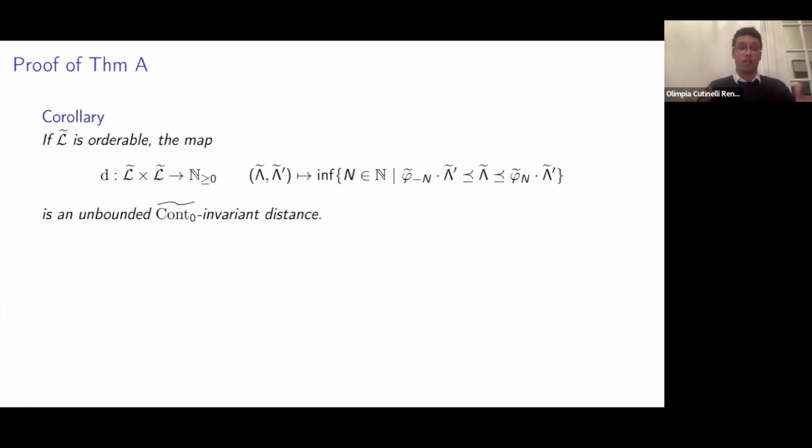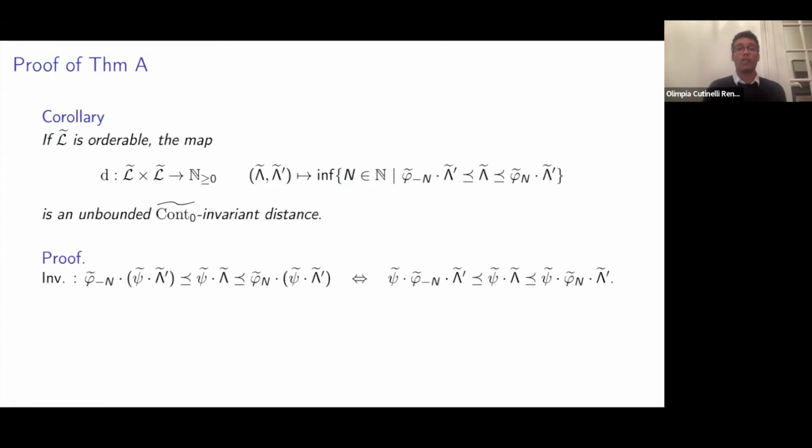So now I assume, moreover, that L tilde is orderable. Then the map which takes two Legendrians lambda and lambda prime and associates to it the smallest n such that lambda is in between phi n lambda prime and phi minus n lambda prime, actually it is an unbounded invariant distance. And this is the unbounded invariant distance I was talking about.